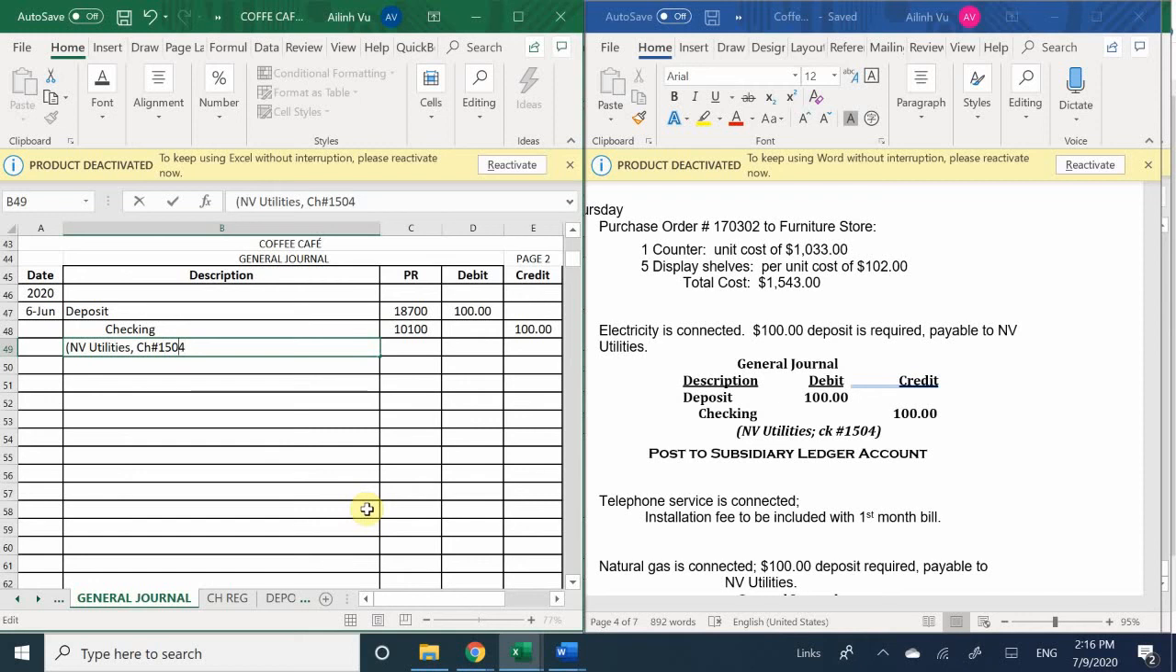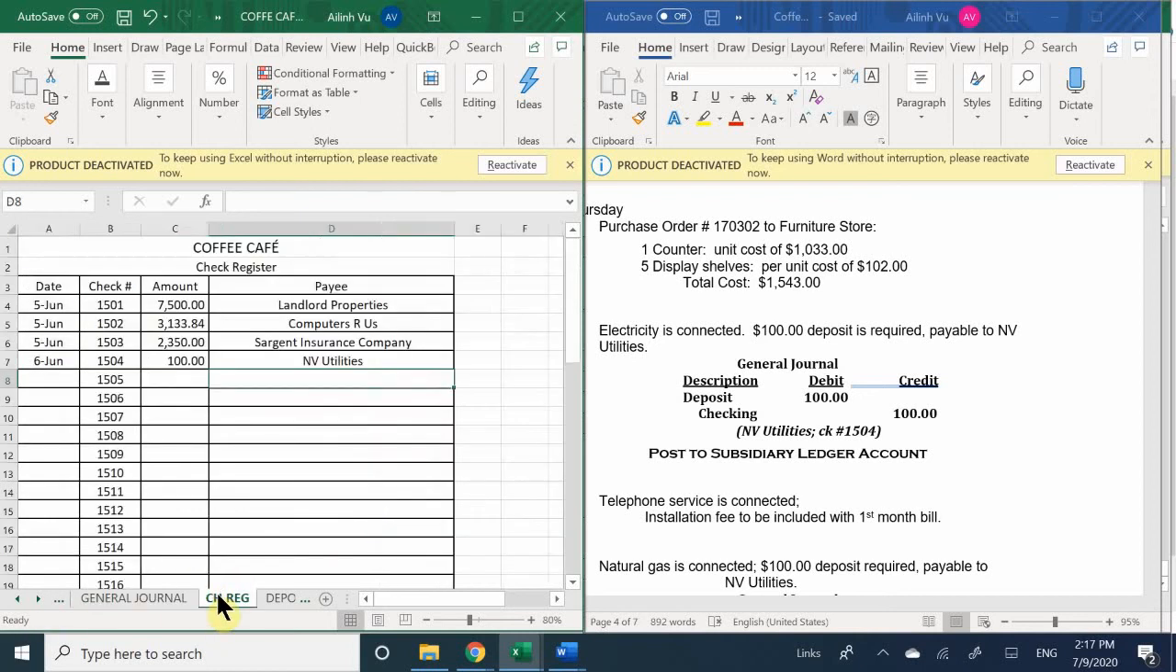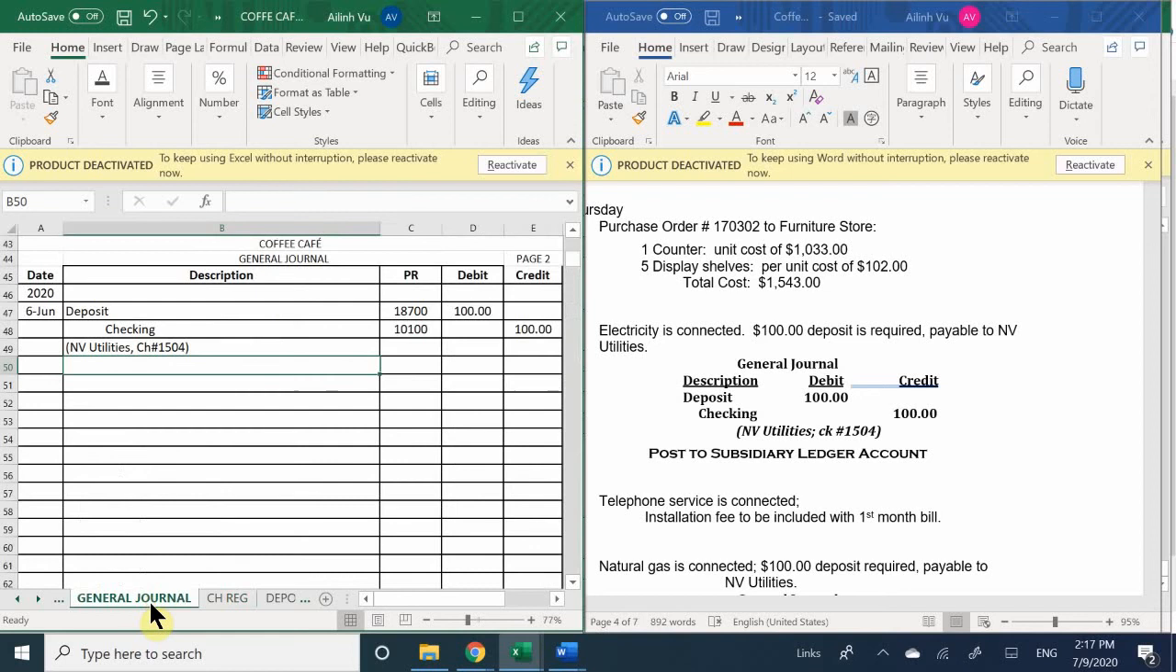Oh, wait a minute, I'm missing something here. Oh, no, I'm not. Oh, wait, are we on the check register? Not yet. We had to write the check out. Oh yeah, we already wrote the check. Now we go back to the general journal for description. Okay, now we go back to the general journal.